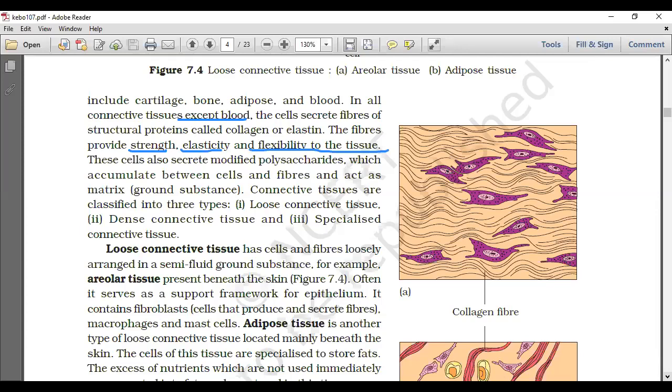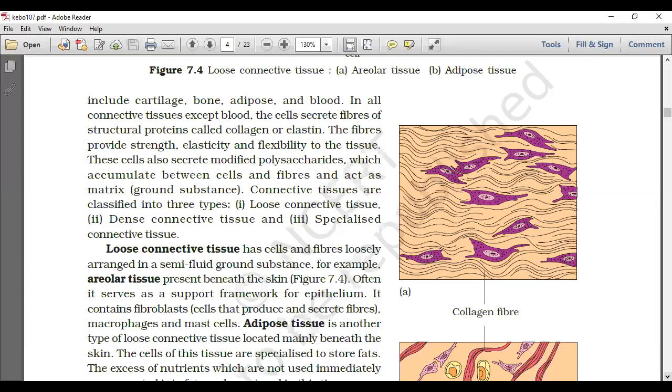These cells also secrete modified polysaccharides, which accumulate between the cells and fibers and act as matrix or ground substance.